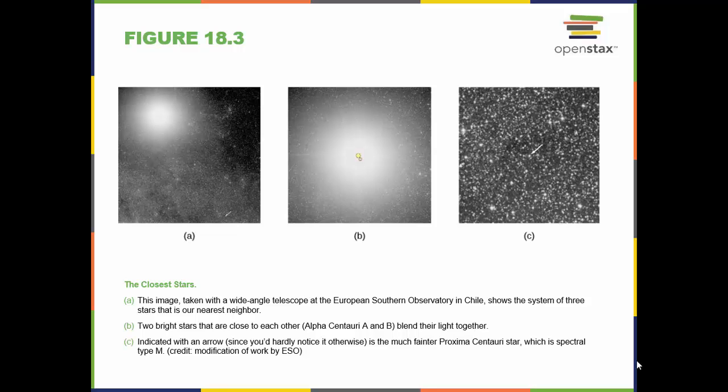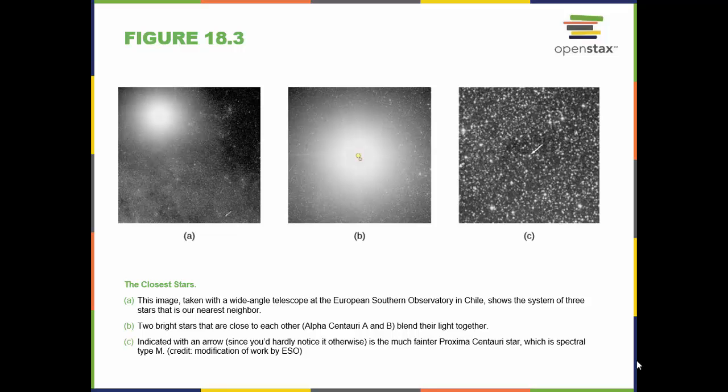If we look at the closest stars, the first image, A, was taken with a wide-angle telescope at the European Southern Observatory in Chile. And it shows the system of 3 stars that is our nearest neighbor.